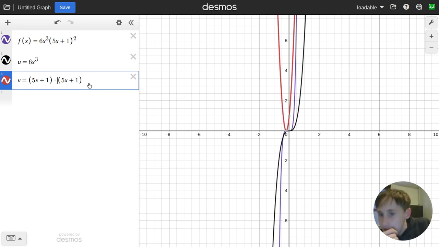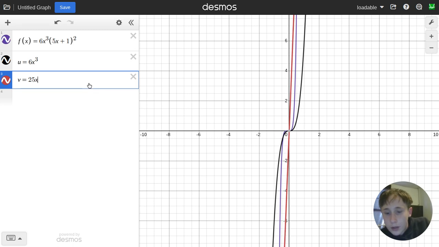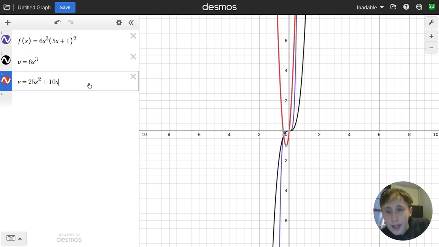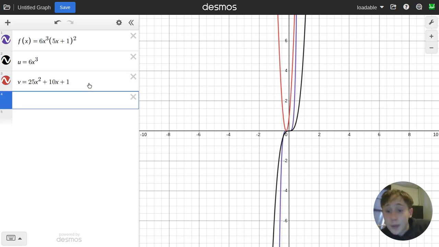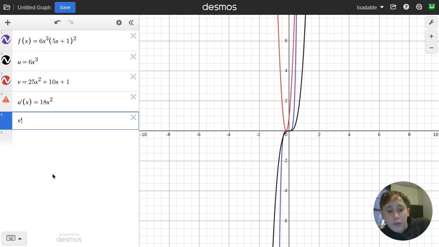And that, of course, is going to equal 25x squared plus 10x plus 1. Might as well do that very quickly, because it's a very simple distribution. Now, if it's like to the third, stuff like that, there's no real reason to. We can just deal with that later. But then we have u prime x equals 18x squared, and then v prime x.